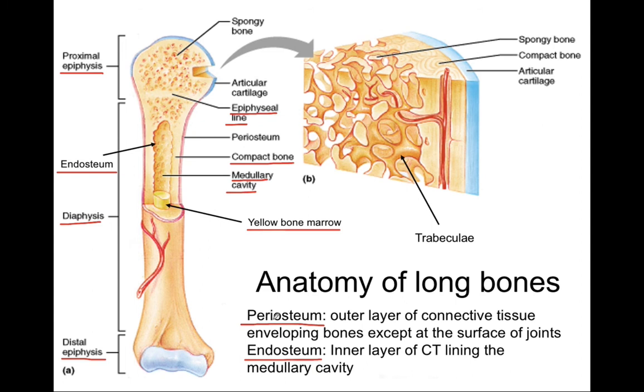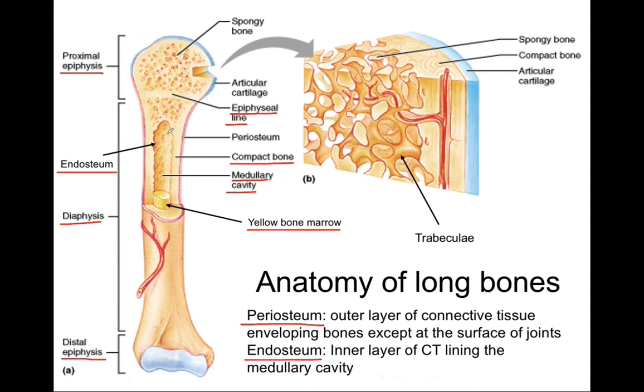Peri means around, and osteo is indicating that we're talking about bone. So the periosteum is the connective tissue layer that wraps around the diaphysis of our long bones. So from superficial to deep, we have the periosteum that wraps around the diaphysis and a very thick layer of compact bone.